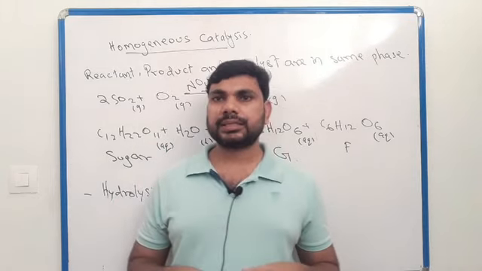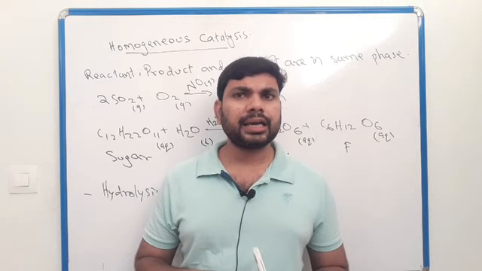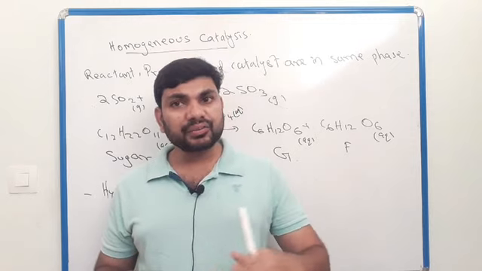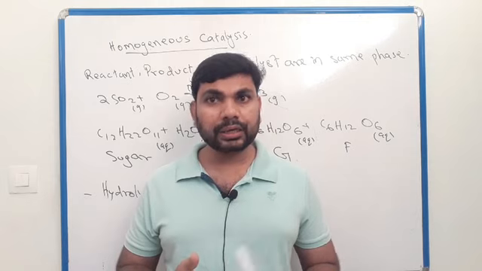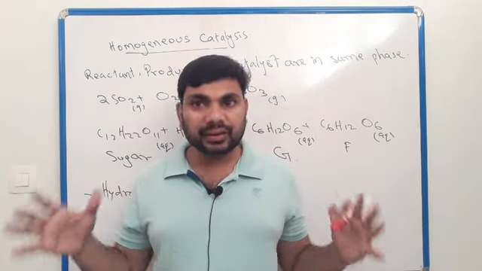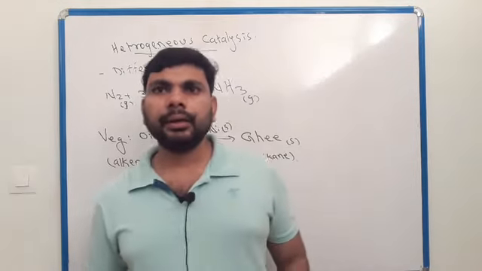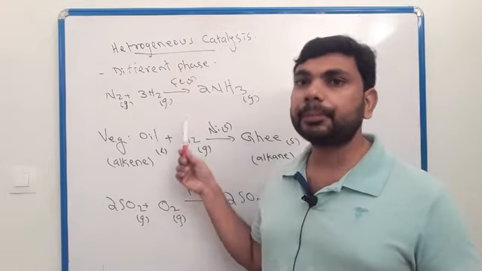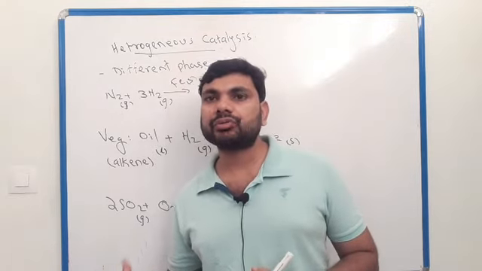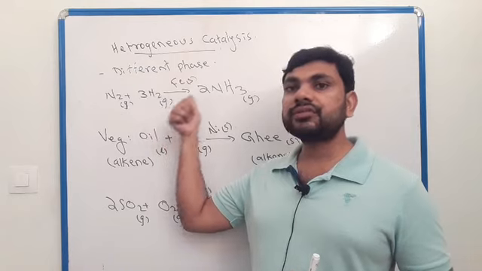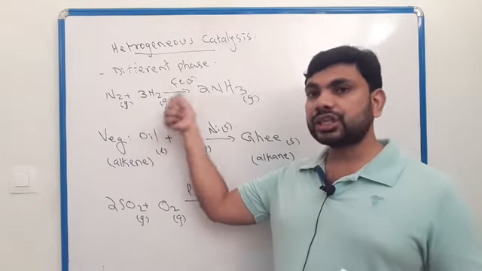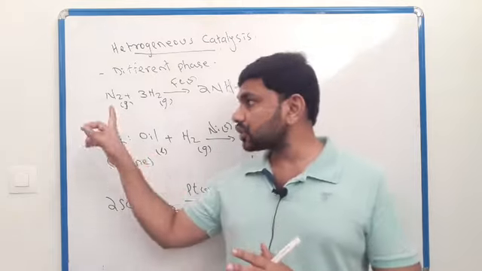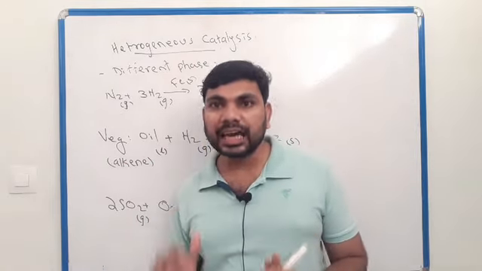Similarly, heterogeneous catalysis means the reactant, product and catalyst are in different phases, not the same phase. Example of heterogeneous catalysis: the Haber process. Nitrogen reacts with hydrogen to form ammonia. Nitrogen, hydrogen and ammonia are all in the gaseous state, but iron is in the solid state. The reactant and product are in the gaseous state, but the catalyst is in the solid state.